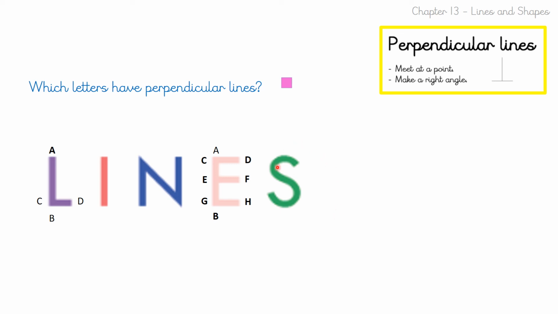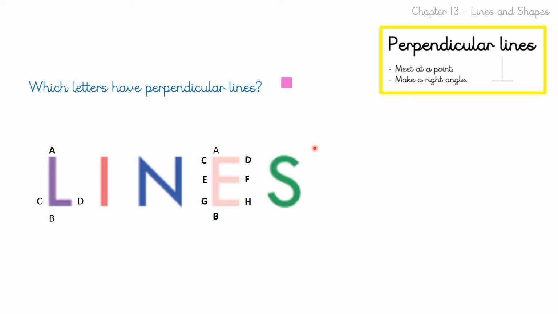Brilliant! There are no angles in letter S because there are not 2 straight lines that meet at a point. So all we can see is a curved line here. So there are not 2 straight lines meeting at a point, so therefore we cannot see an angle or a right angle. Did you find this tricky?